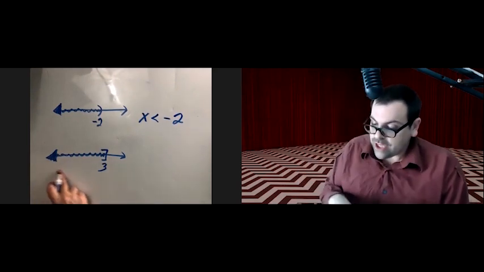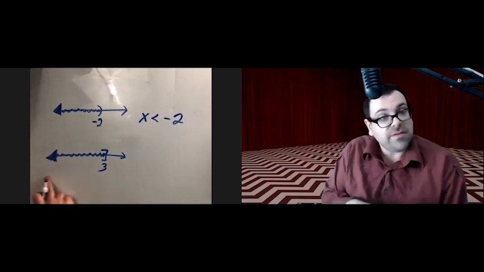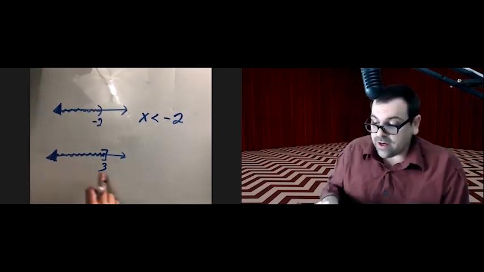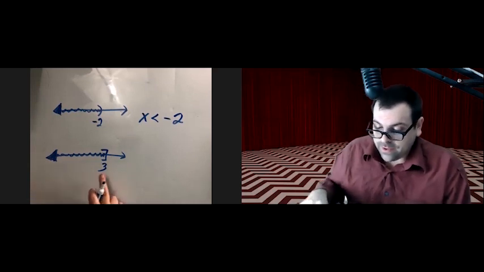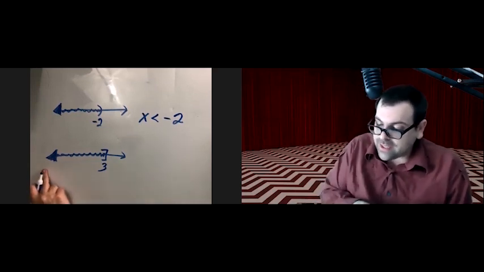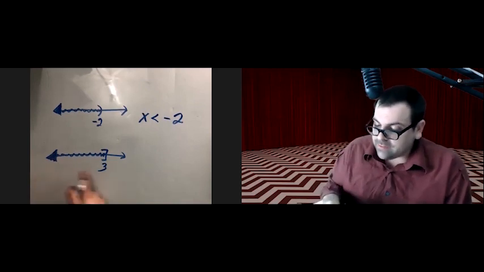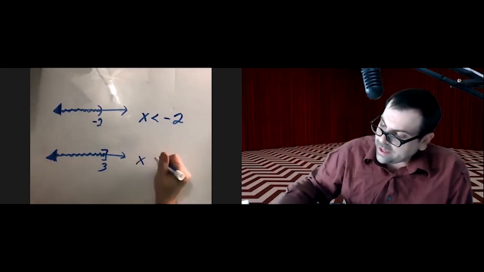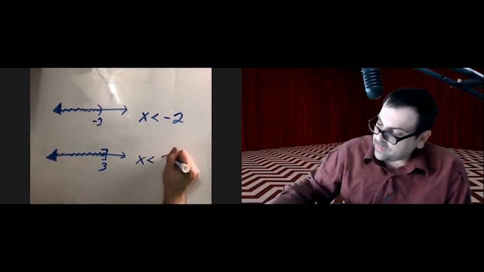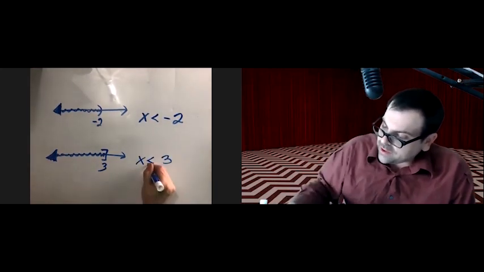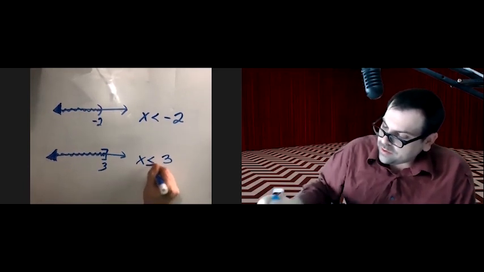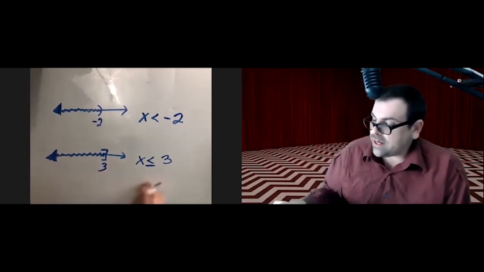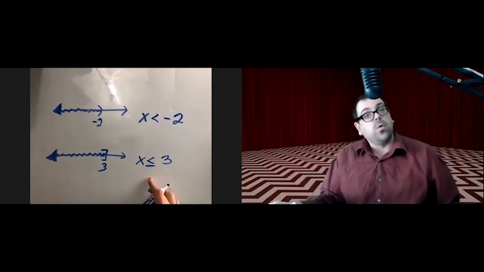Here, the shading is everything less than 3, not 5. The shading is X. X is everything less than 3. X is less than 3, but it's also possibly equal to 3 because this is a square bracket. Square brackets are the or equal to.